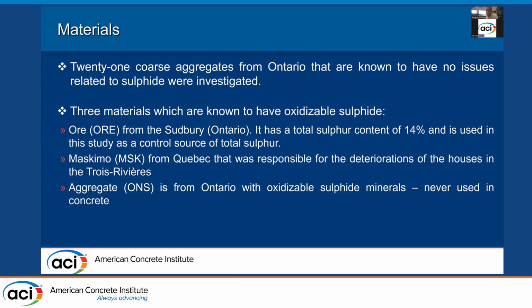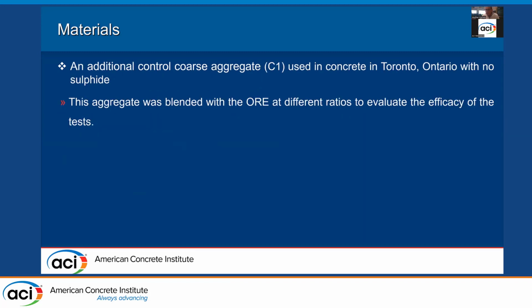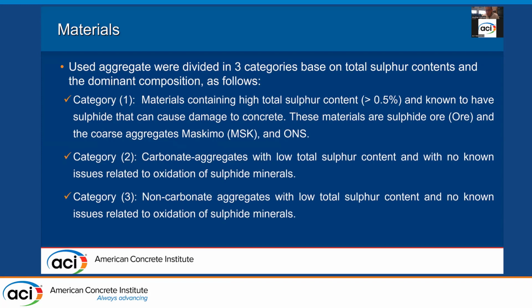So we blended with non-reactive or non-sulfide aggregate just to see if the test works, just to evaluate the test that we are developing. In addition to these 3 types of aggregate, which we classify as category 1, sulphide-bearing aggregate, we have other aggregates from different locations, again within Ontario.